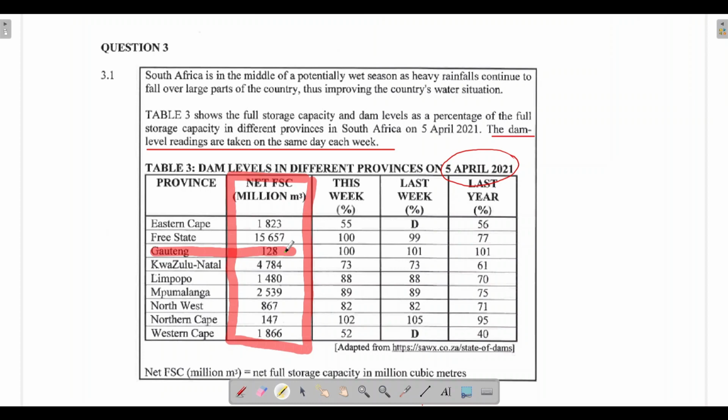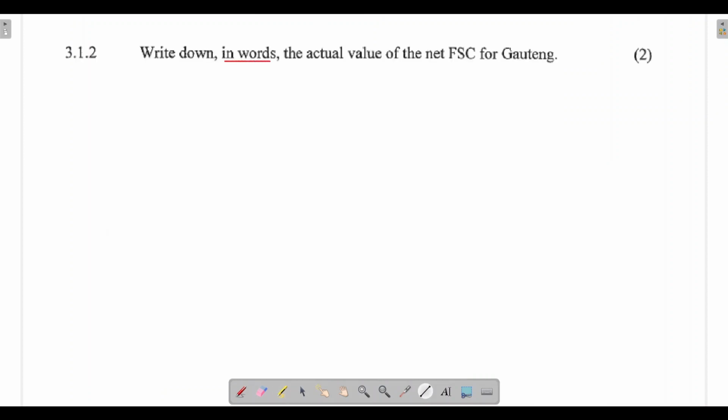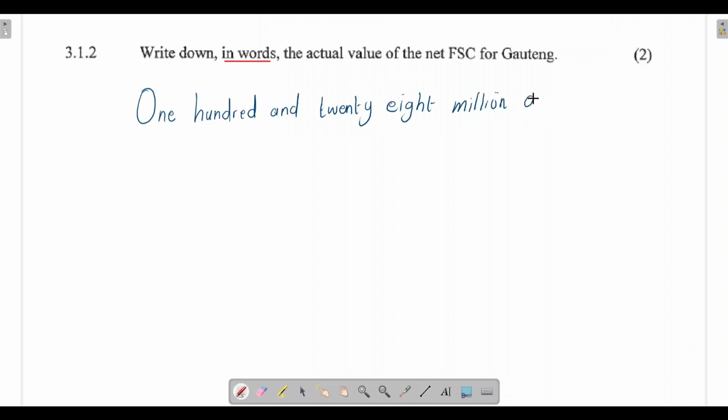And we can see that it's 128 million cubic meters, right? So we're going to write down that value in words, all right? So let's just write down that value in words. So it is 128 million cubic meters, all right? So that is basically the actual value of the net full storage capacity for Gauteng.